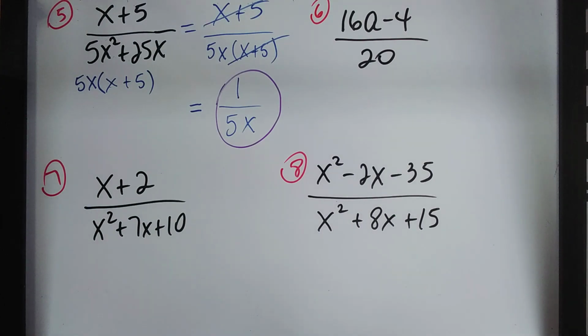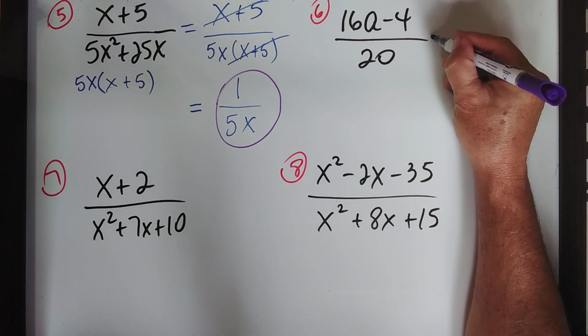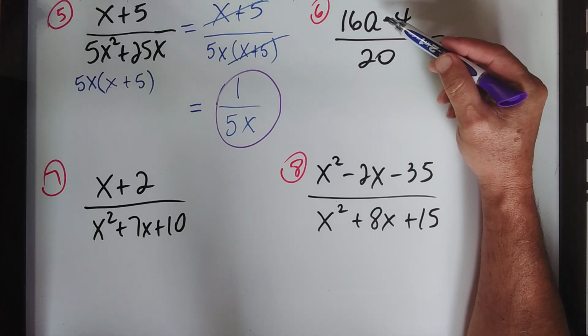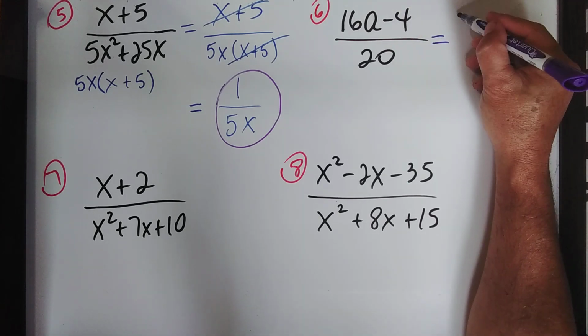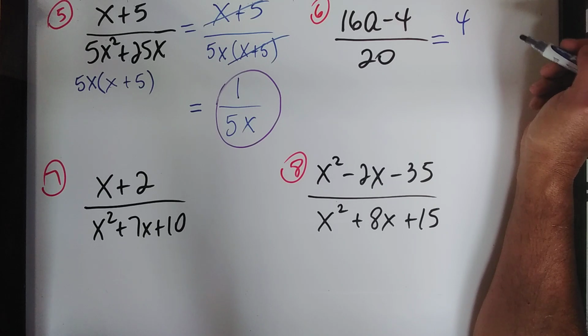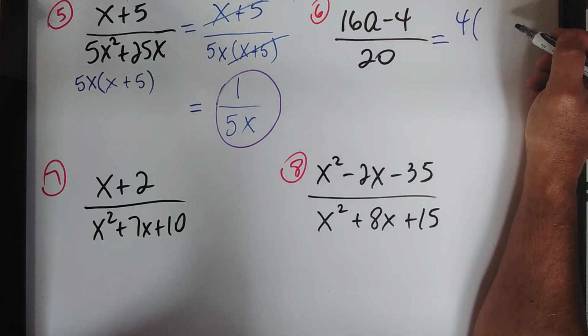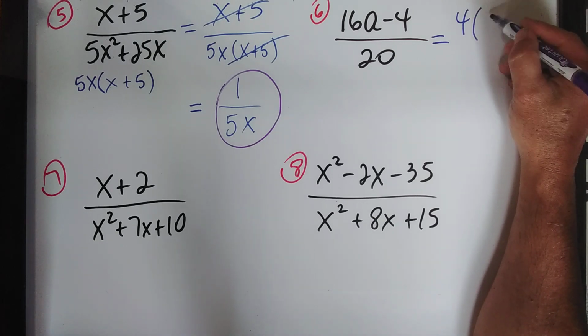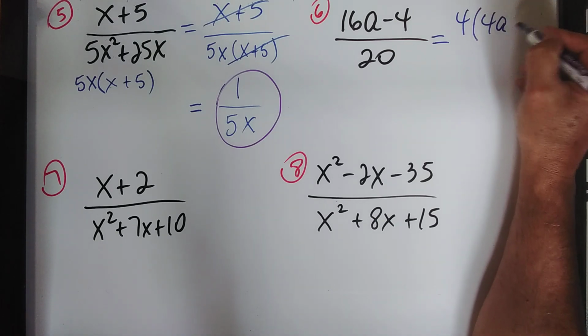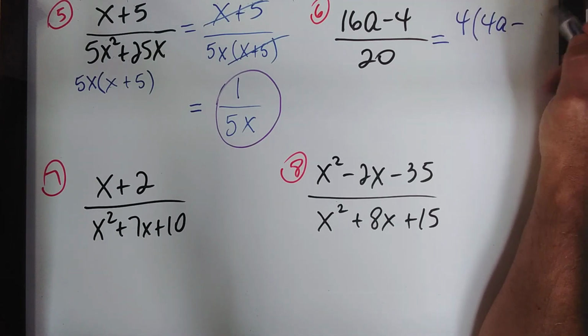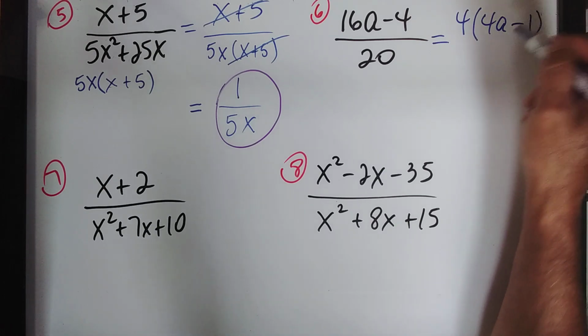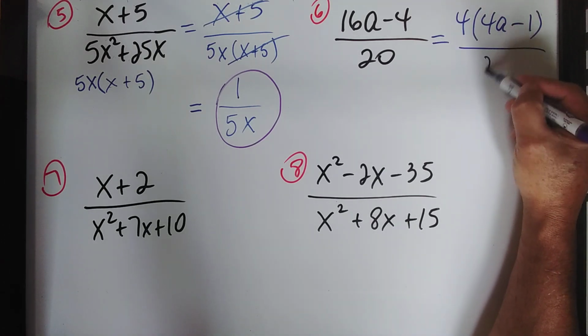What about the next one? Okay, so let's try that. So I'm going to try to factor the numerator. I see 4 goes into both numbers, so now 4 parentheses. 4 times 4a gives you 16a, that'd be 4a minus 4 times 1 gives you 4. And then on the bottom you got a 20.